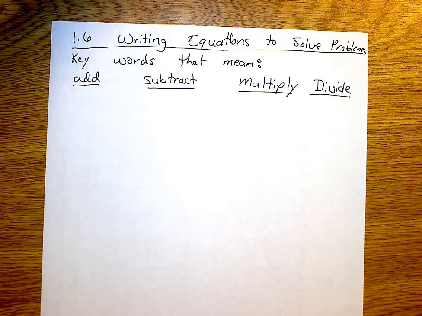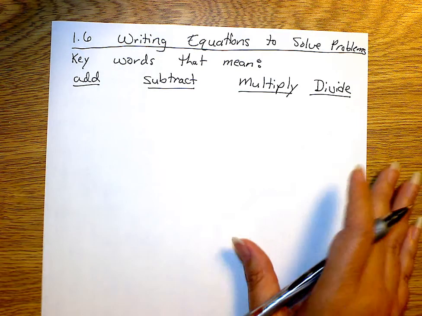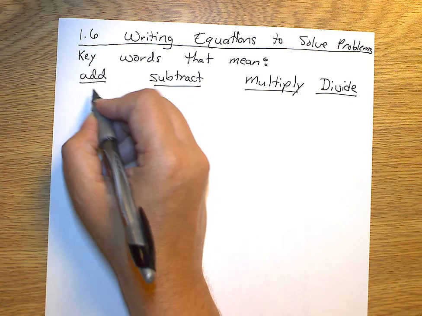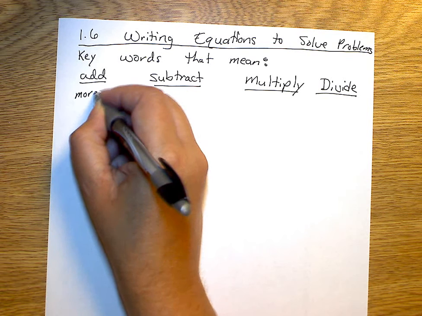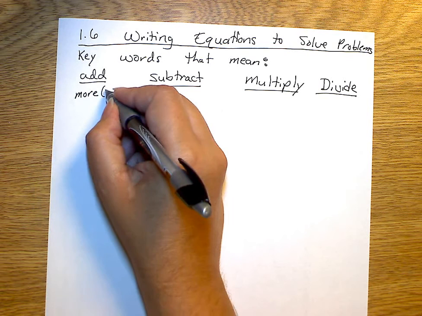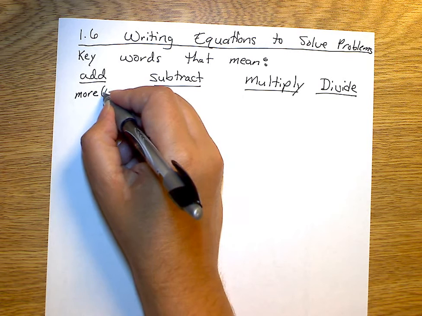We're going to be talking about the writing of equations to solve problems. So, word problems. What words mean add? What words did you guys come up with for add? More. Yep, so we have more, and we'll put "than" also in, because sometimes you'll hear more or more than.